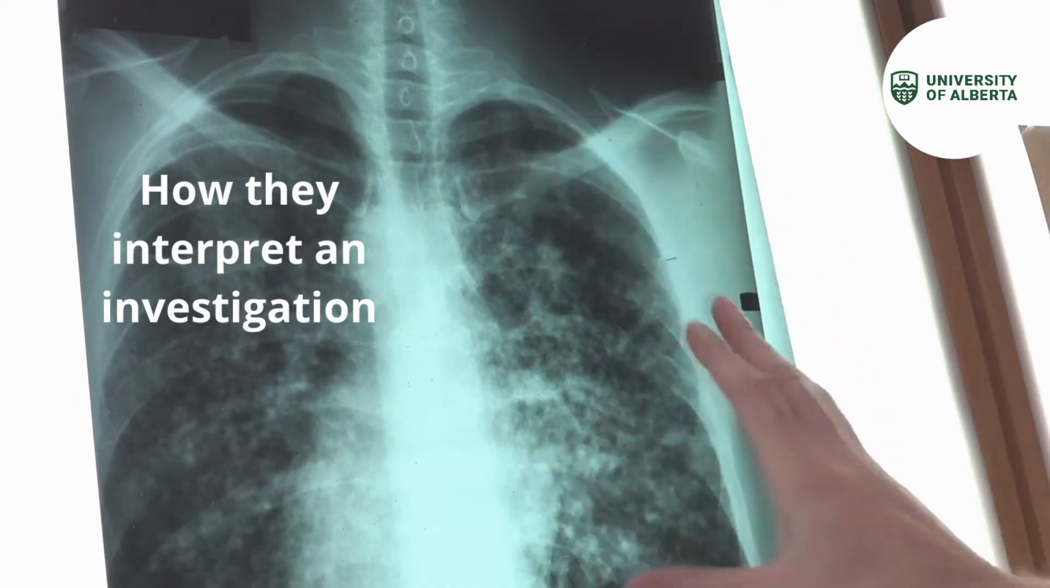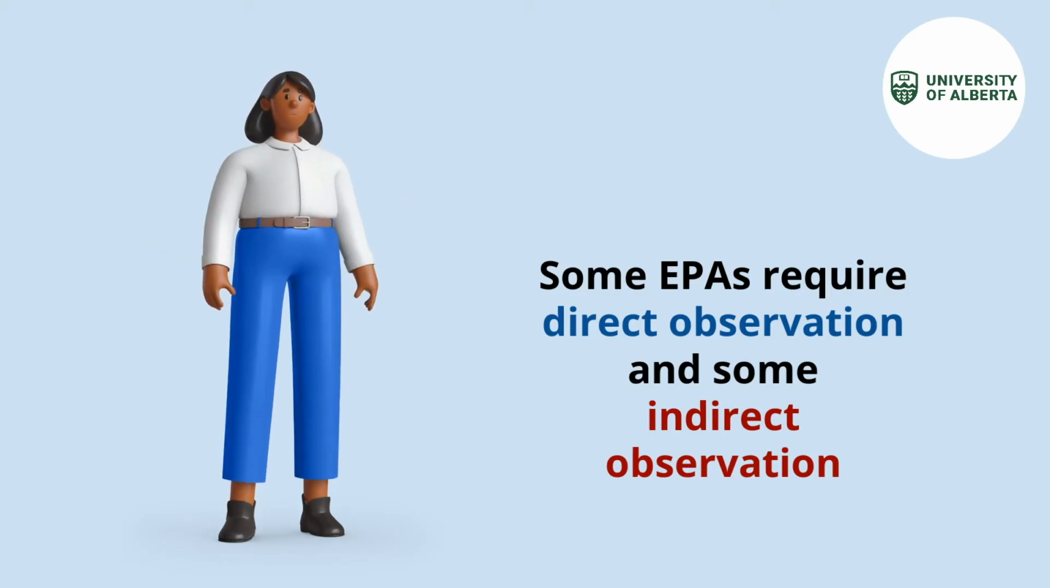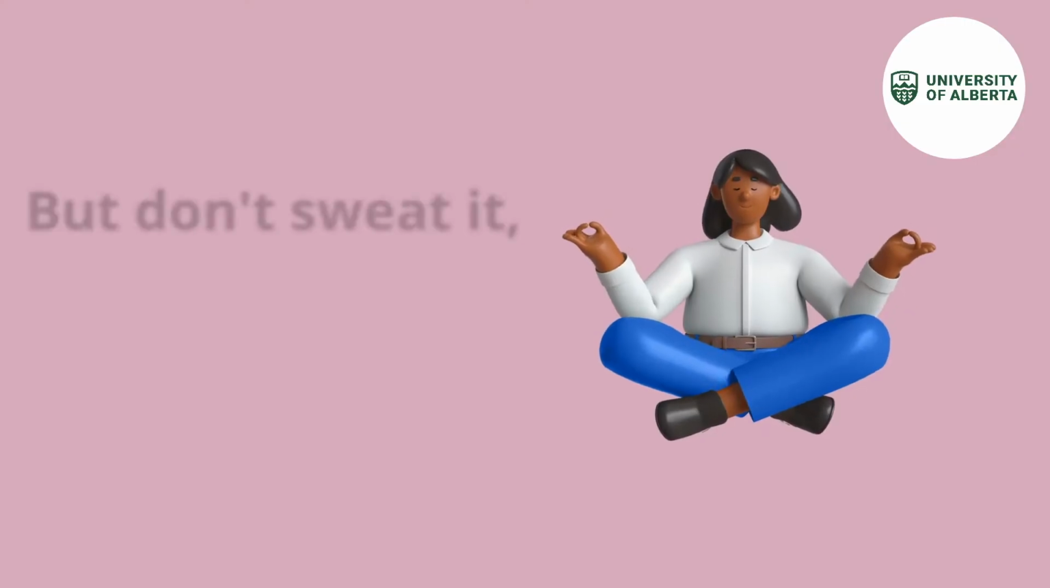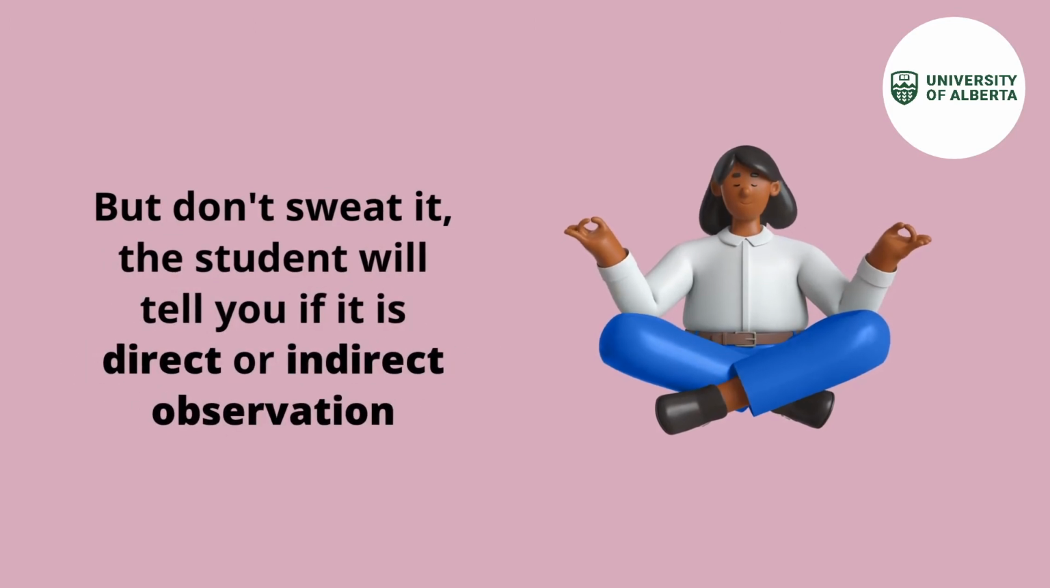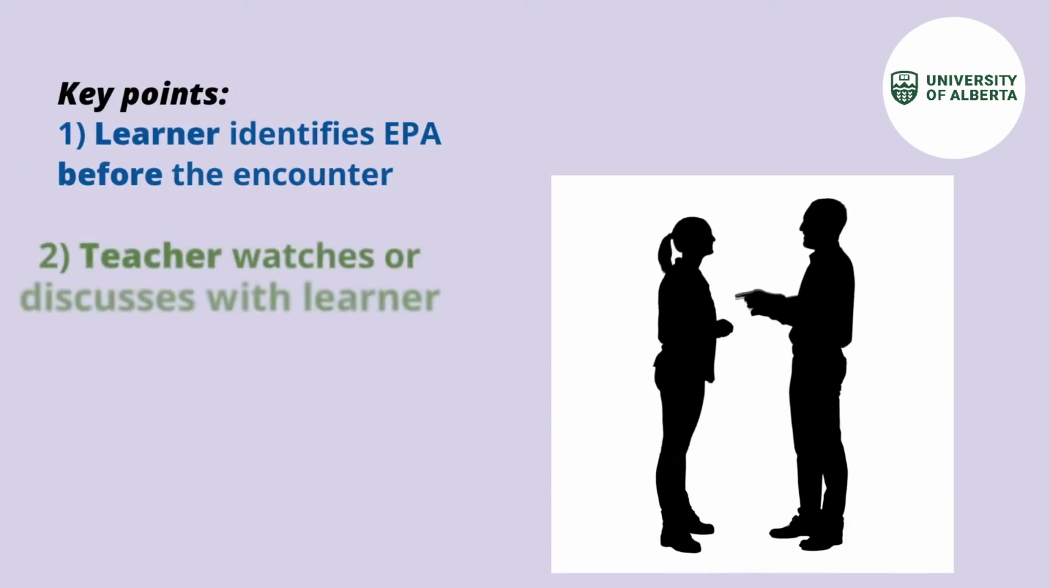Some of the EPAs the students need require direct observation and some indirect observation. But don't sweat it. The student will tell you if the EPA they need is a direct observation or an indirect observation. There are three key components to an EPA encounter.